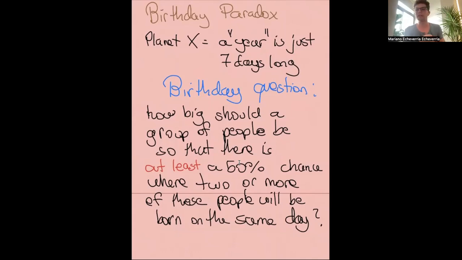And here we're not asking for certainty. We're just asking, I just want at least a 50% chance that 2 or more will have the same birthday. So if there's 3, perfect, but at least I just want 2 to have the same birthday with a 50% chance or more.